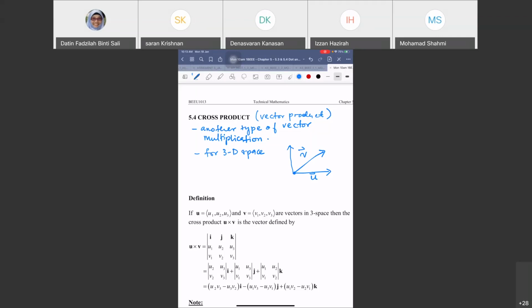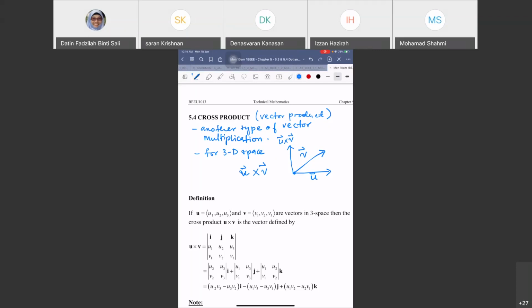Basically, if I say vector u cross vector v, the notation for cross product is a cross, like an x. So we call it u cross v. Whereas if it is a dot product, you have a dot in between. If it is a cross product, it's a cross in between, like a multiplication x. That is the notation for cross product.